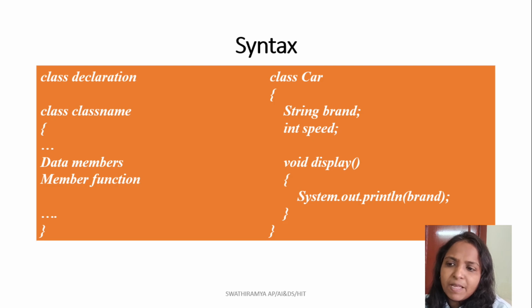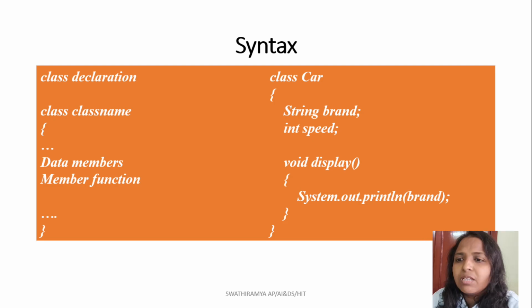You can see the syntax of the class here. On the left side you can see how the class has been declared. Class is a keyword, followed by the class name, which you can give as you wish, and an open bracket. You have two parts in the class declaration. First part is the data members, second part is the member functions. Data members will be the variable names and variable declarations, and the function declarations will be the member functions. From the right side you can see the actual example.